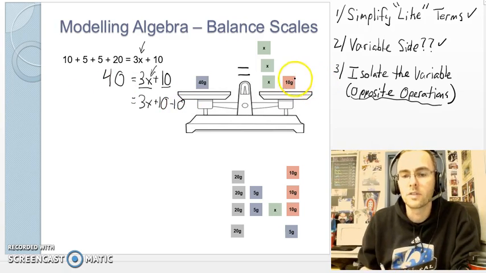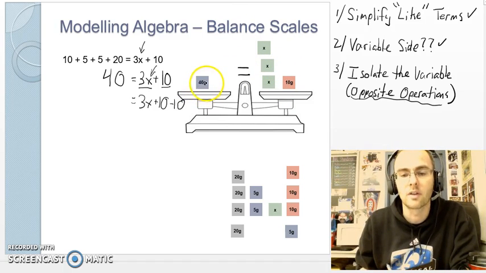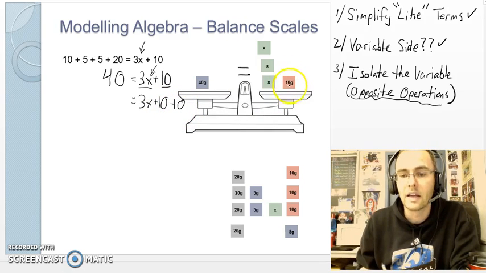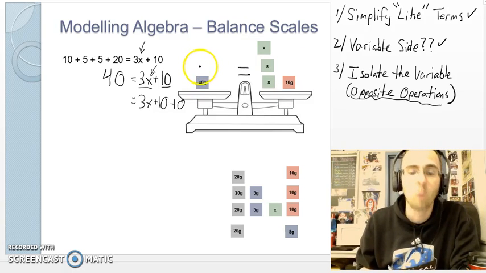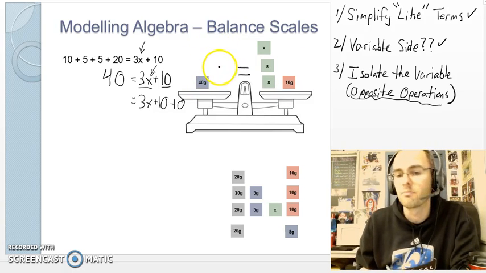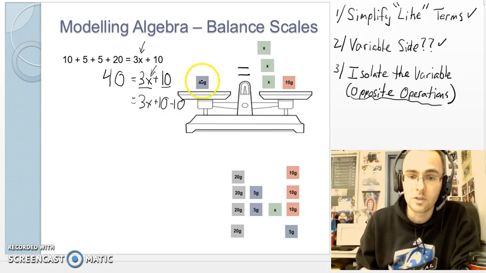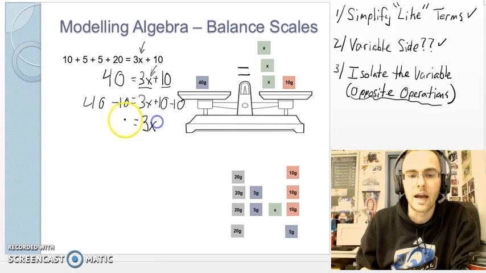And in order to keep this balance scale balanced, you have to do the same thing to the other side of your balance scale. So if I'm subtracting 10 on one side, and that's all I do, this side of the balance scale is all of a sudden going to weigh a lot more, and therefore it'll sink and it won't be in balance. So in order to keep it in balance, if I subtract 10 here, I have to do the same thing on this side. So 40 minus 10. So now I'm left with 3x. 40 minus 10 is 30.